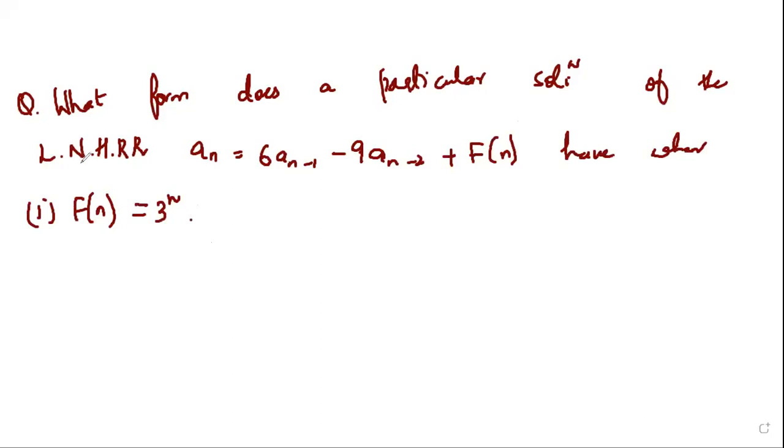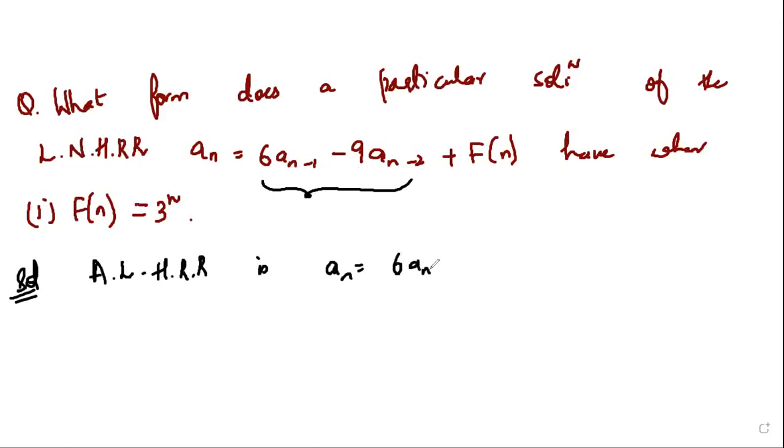Now, what is the associated linear homogeneous recurrence relation? This will be the associated homogeneous recurrence relation. So let's mention that the associated linear homogeneous recurrence relation is a_n = 6a_{n-1} - 9a_{n-2}. Now what will be the characteristic equation?